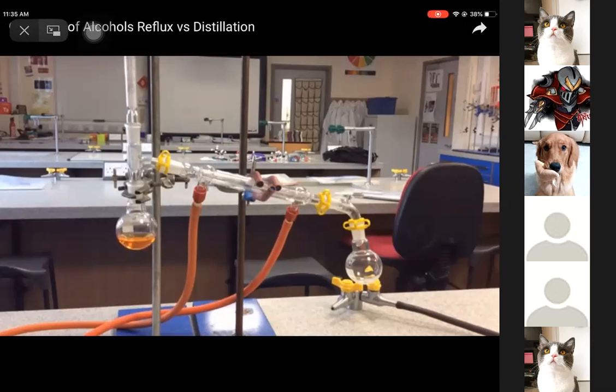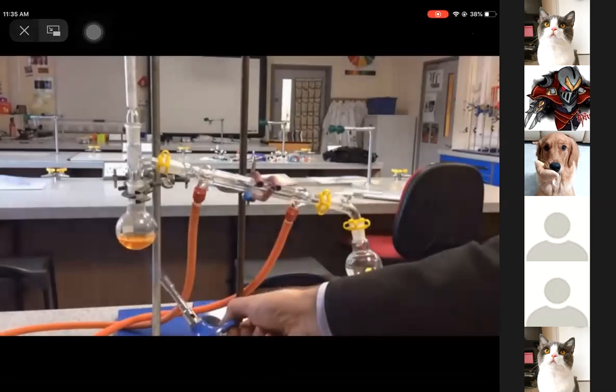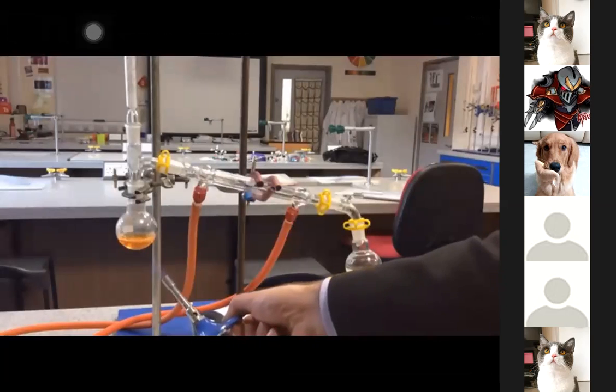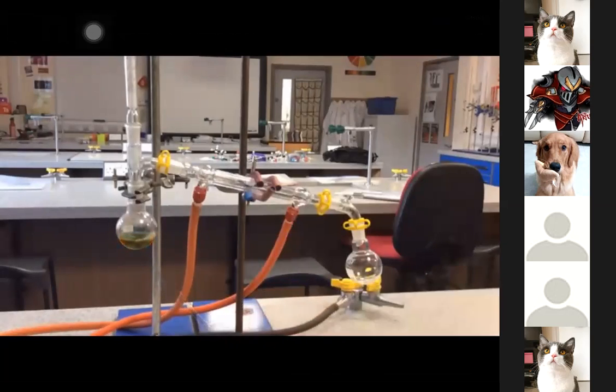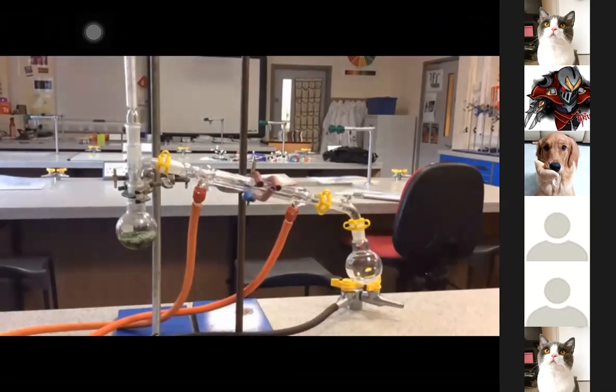Okay, and we need to carefully look at what he is doing now. He's not going to leave the Bunsen burner just under the round bottom flask, because we need to carefully monitor the temperature. The temperature should be between the boiling point of the alcohol and the aldehyde to make sure only aldehyde would evaporate and go through the condenser.